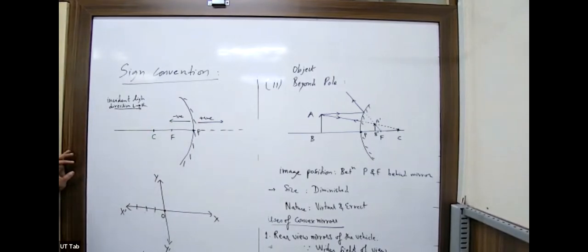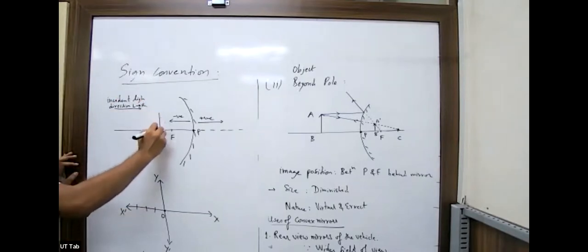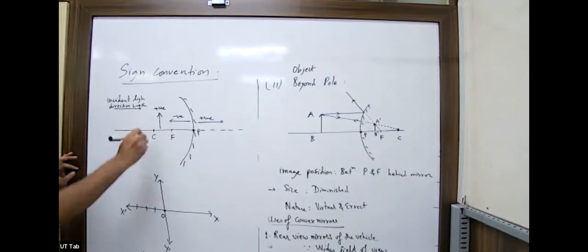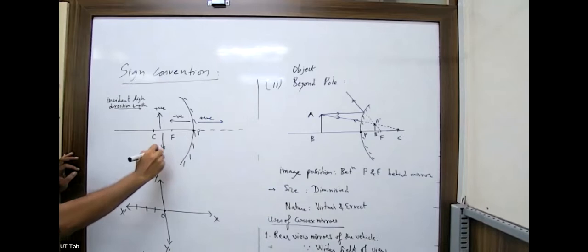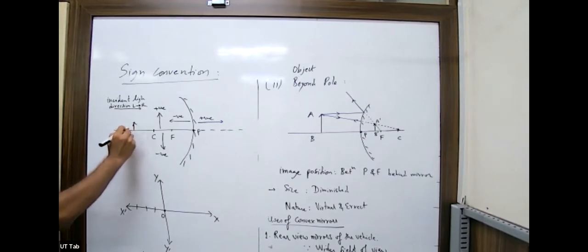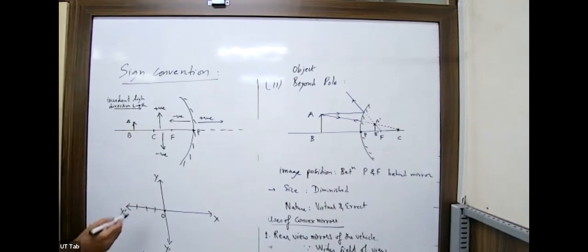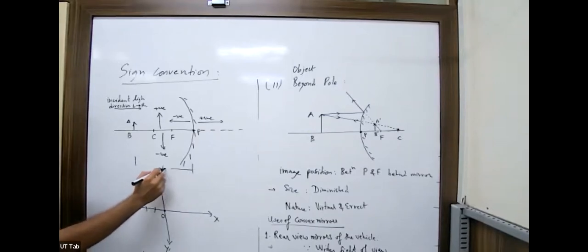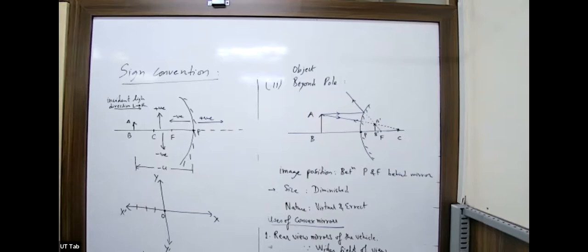Any distance above the principal axis would be positive, like this positive y-axis. Any length below the principal axis would be negative. This is the sign convention. With this sign convention, let us say the object is kept here, this is the object position, AB. What is the object sign? This will be minus. The object will be negative because we are measuring the distance from here.